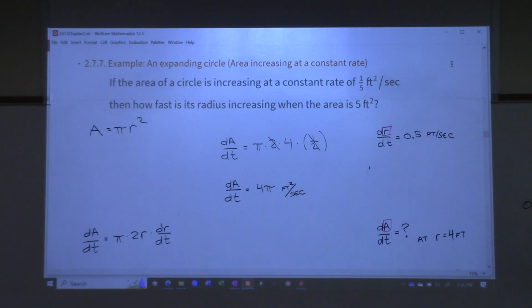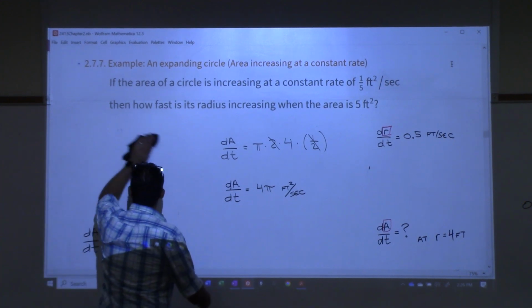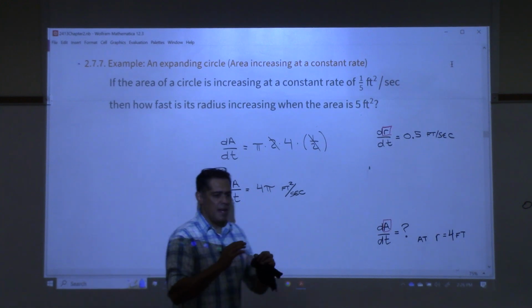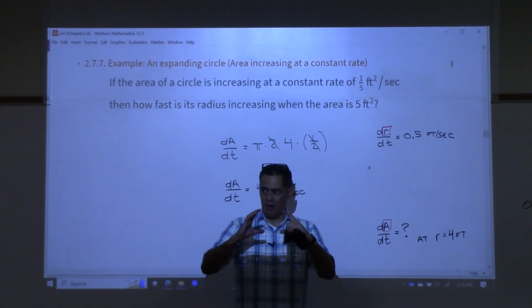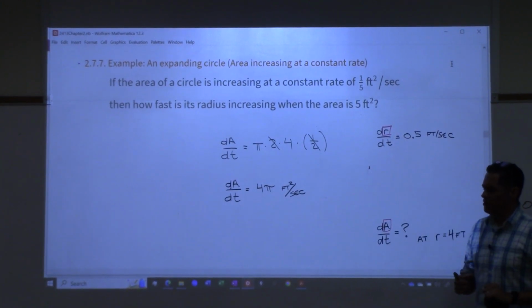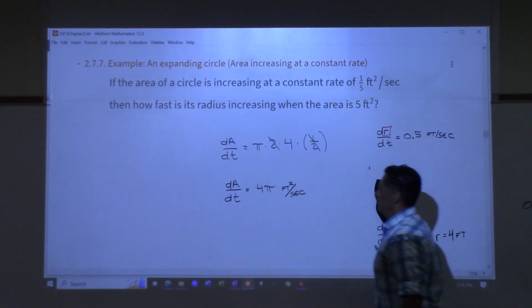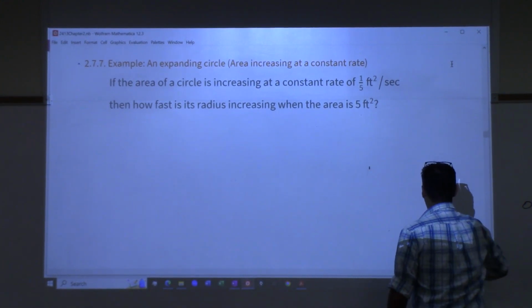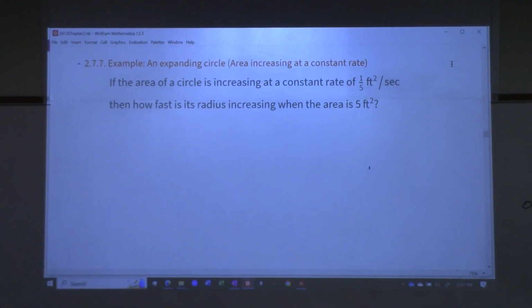Take a look at that one. What's different here? It's a circle. Yeah, this is a circle that's growing still, right? But what's different is that instead of me saying that the radius is growing at a constant rate, what's growing at a constant rate? The area is growing at a constant rate. Let me show you the picture of this scenario, the animation of this scenario first.